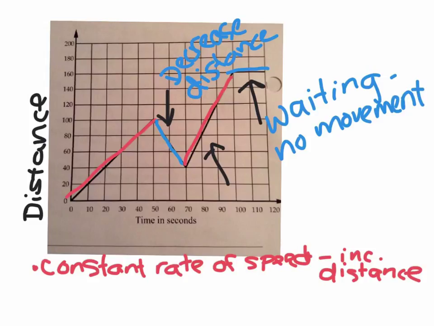Okay, so those are all the different things that you want to put in your scenario. That there's a constant rate of speed at any point, all right? And that the blue part, the first one that I indicated, that there's a decrease in distance, and at the end, there's waiting or there's no movement. So you can go ahead and make up a scenario to go with that for your homework problem.